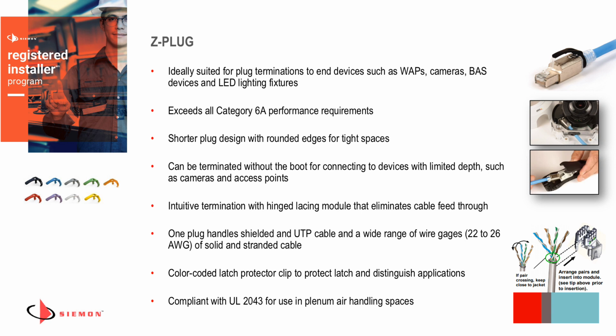And the nice part about it is a single plug part number. It handles both shielded and UTP cable, covering those full ranges, which allows it to be used from category 5E all the way up to category 7A. The latch protector itself can be color coded if you want to designate a color coding, and it is compliant with UL 2043, which we mentioned allows it to be used in air handling spaces, so in a plenum space where a lot of these IoT devices are located.